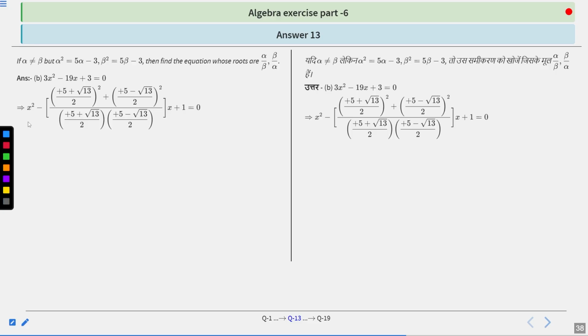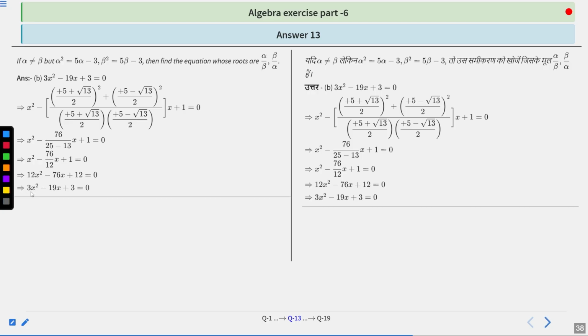Therefore, putting the values of alpha and beta, we get x square minus, 5 plus root 13 upon 2 whole square plus 5 minus root 13 upon 2 whole square, upon 5 plus root 13 upon 2 into 5 minus root 13 upon 2, into x plus 1 equal to 0. So we get x square minus 76 upon 25 minus 13 into x plus 1 equal to 0. That becomes x square minus 76 upon 12 into x plus 1 equal to 0. So therefore 12x square minus 76x plus 12 equal to 0 is the quadratic equation.